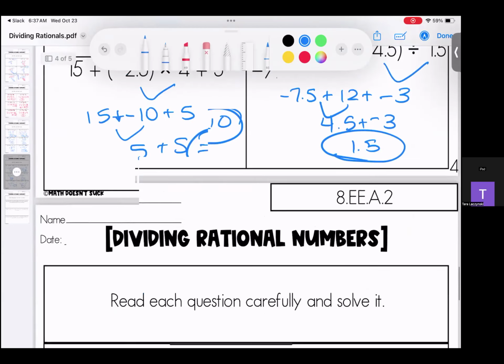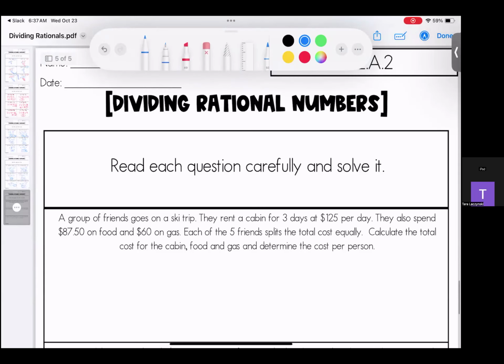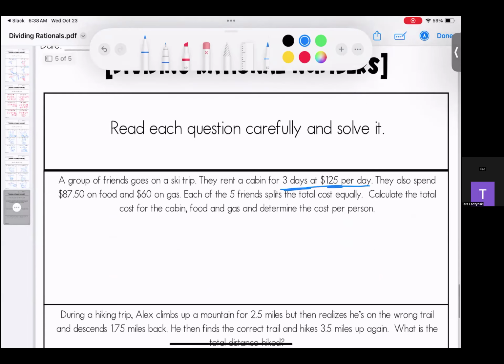Last page. Word problems. Aren't they friendly? A group of friends goes on a ski trip and they rent a cabin for 3 days at $125 per day. They also spend $87.50 on food and $60 on gas. Each of the 5 friends split the total of the cost equally. What is the total and cost per person?